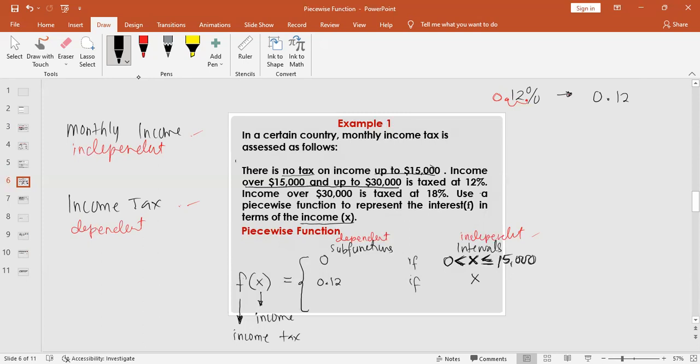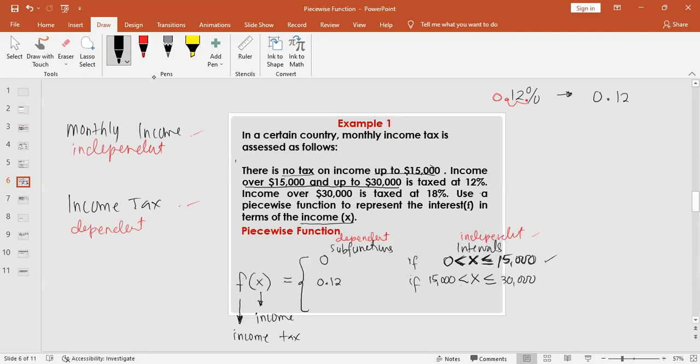So how are we going to write that? We will write here greater than $15,000, but less than or equal to $30,000. Ma'am, do we have to put an equal sign for 15,000? What do you think? Not anymore, because 15,000 is already included in the first interval. Specifically, it's the right endpoint.